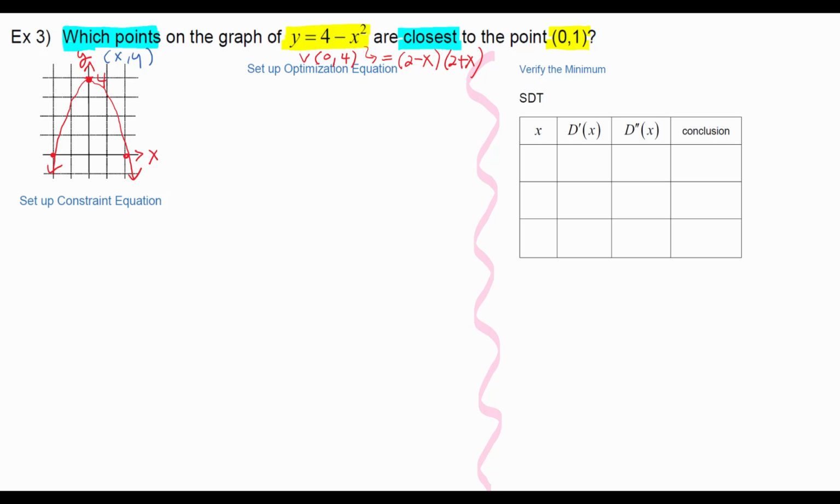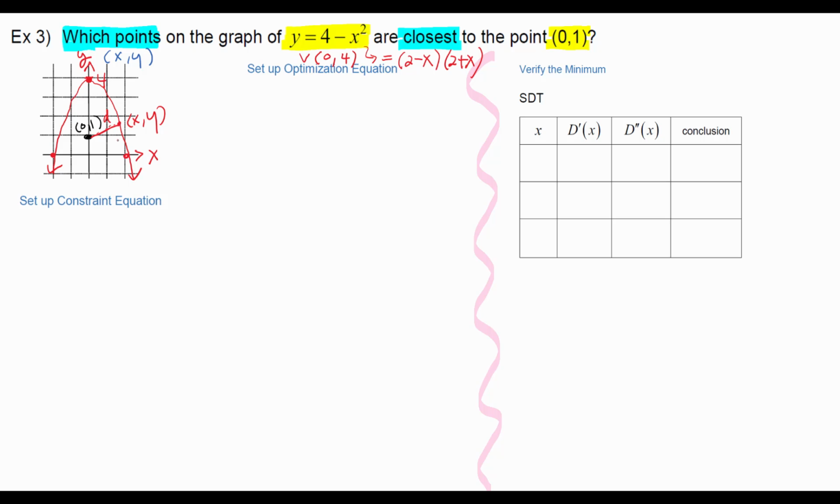And where is my fixed point (0, 1)? (0, 1) is right here, and it is fixed. So out of all the points that are on this graph, I don't know which one. I'm trying to look for a point (x, y) such that the distance between (0, 1) and (x, y) is the smallest possible out of all the points on this graph. Get it? So let's set up the optimization equation.